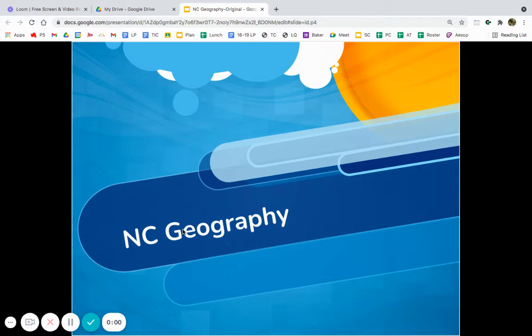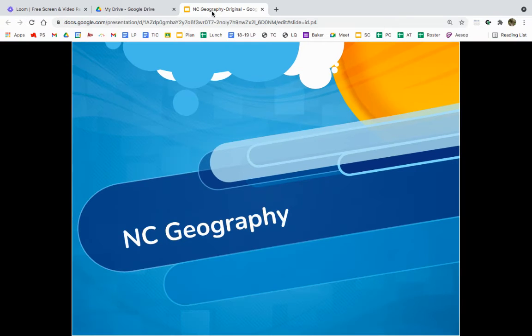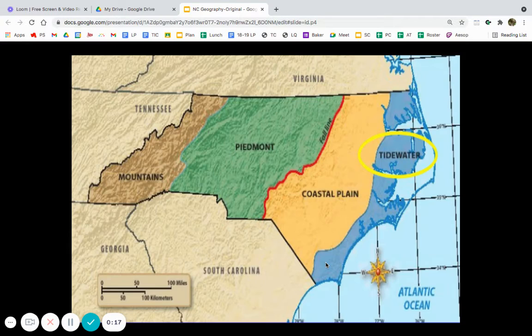Okay, so we're going to be going over North Carolina geography. And we're starting out by first looking at the Tidewater region.